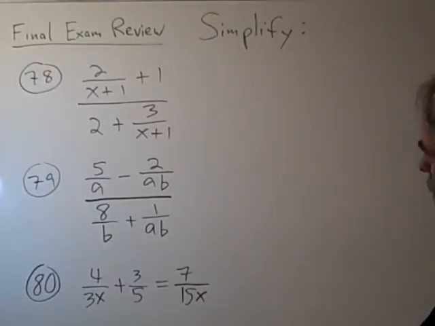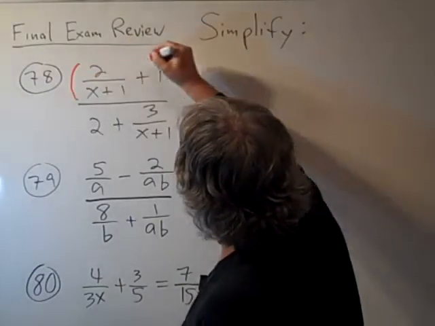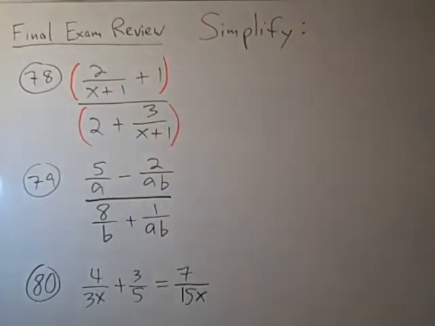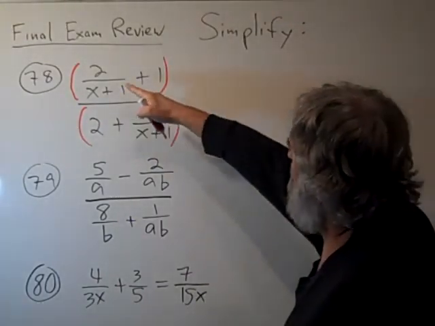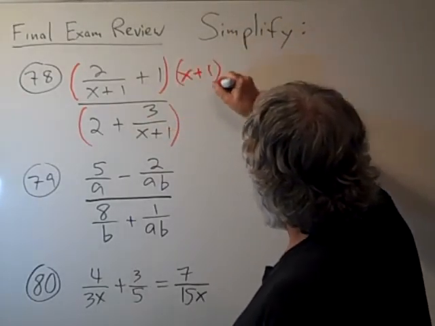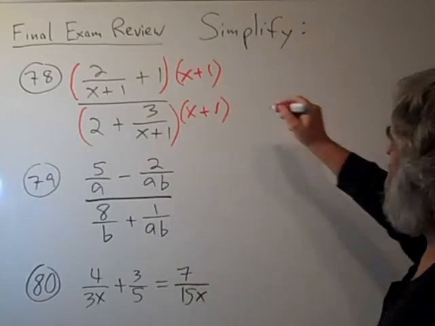To simplify a complex fraction like this one, or a complex rational expression, the best technique, the simplest technique, is to multiply the numerator and denominator by the LCM of all the denominators in the complex fraction. In this case, that's just x plus 1. So we multiply the numerator and denominator by x plus 1.